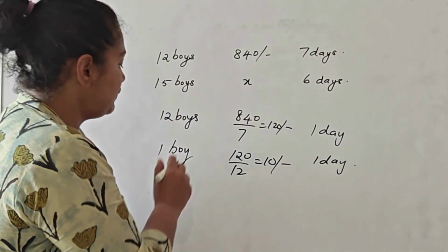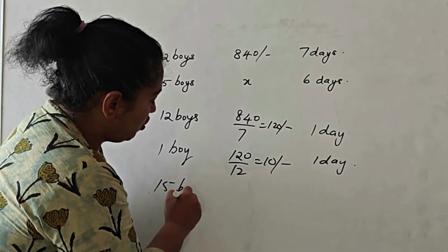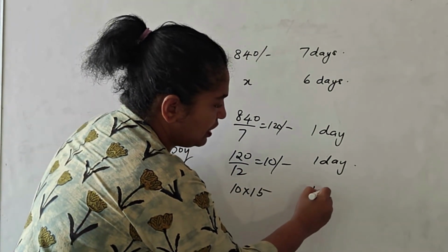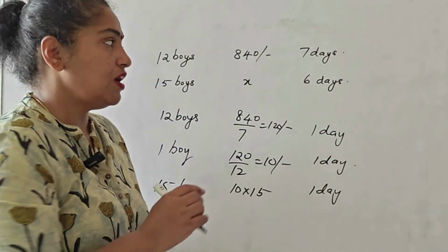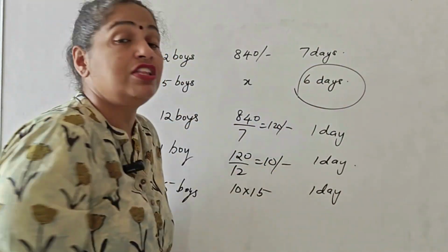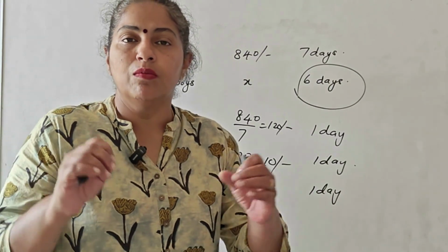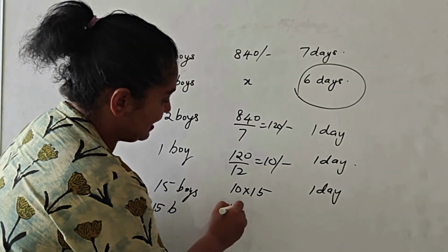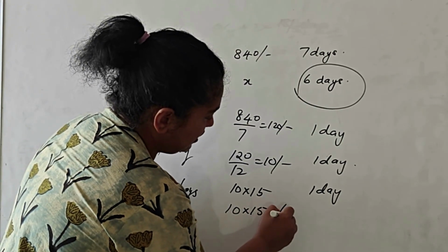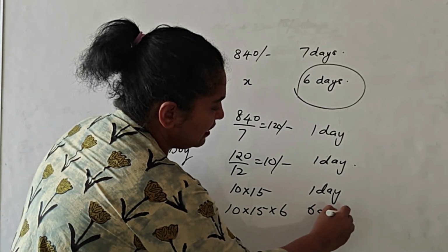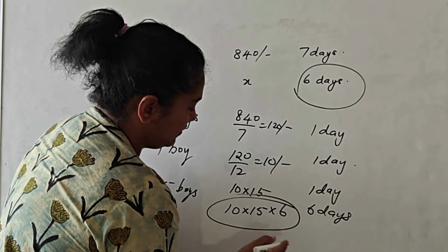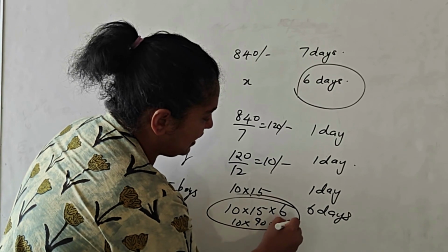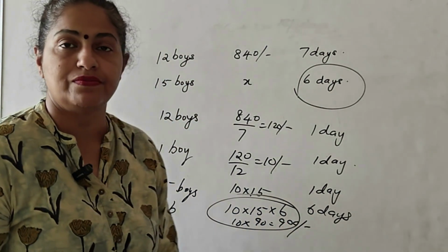So now we have 15 boys. Will 15 boys get more money or less money? More money. So 10 into 15 working for 1 day. Now how many days are mentioned in the question? 6 number of days. More number of days, more money. So 15 boys will get 10 into 15 into 6 working for 6 days. So this is 10 into 90, which is 900 rupees.